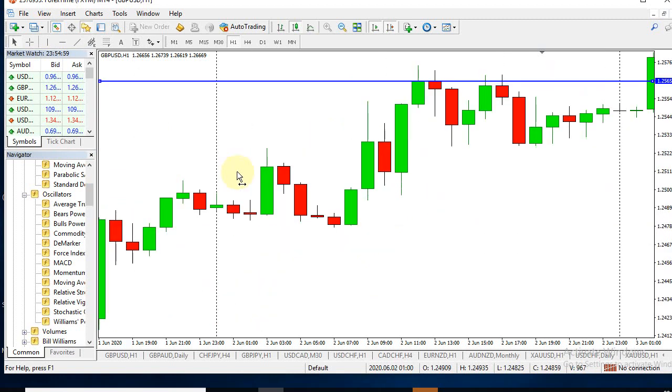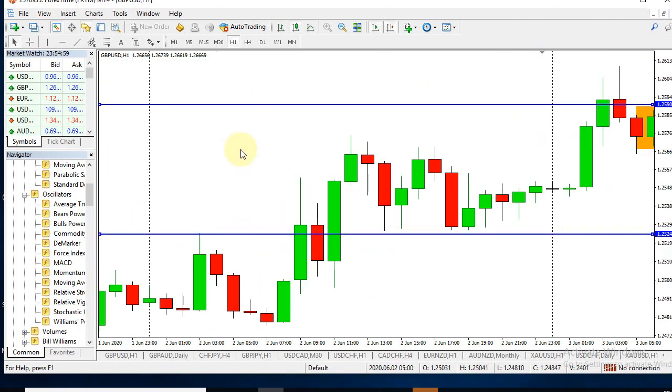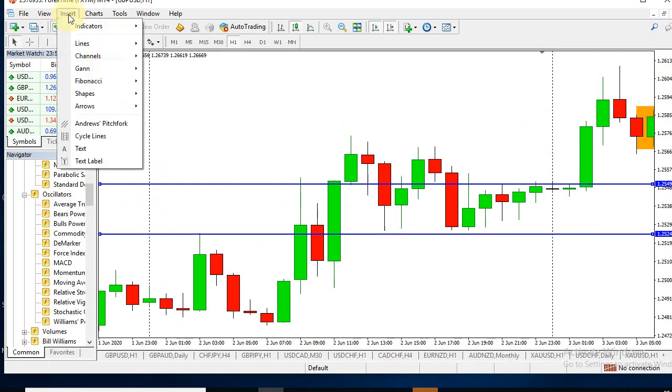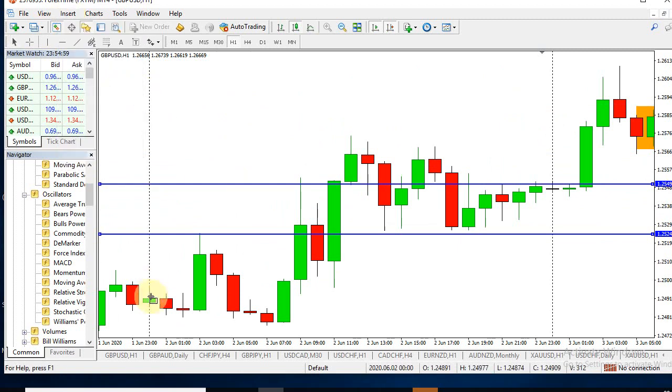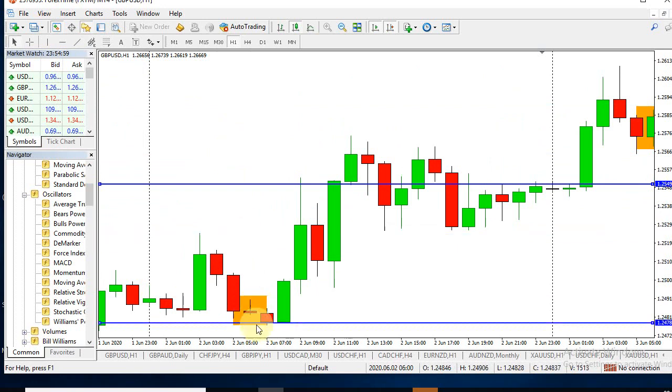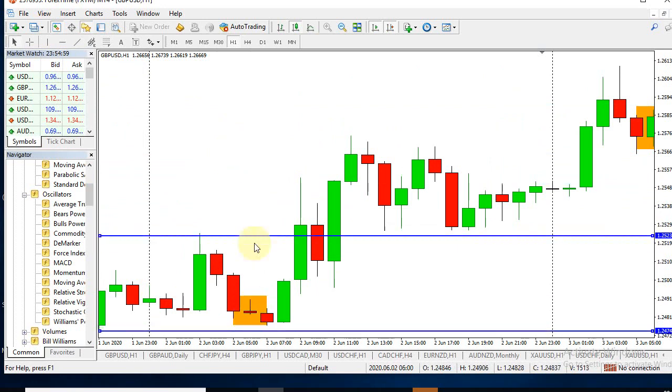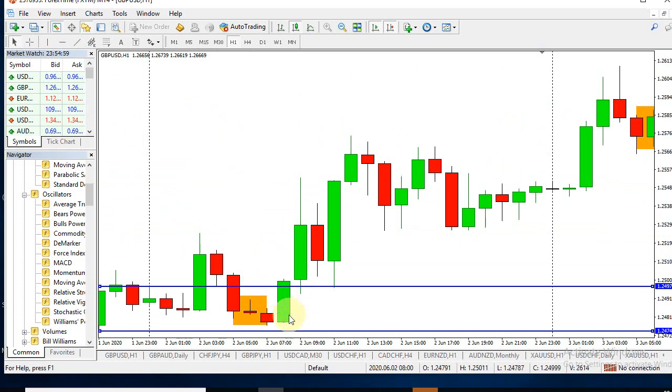The previous day, let's count the seventh candle. 1 2 3 4 5 6 7. This is the seventh candle. 10 pips below, 10 pips above. You can see what happened here. We got triggered and we have our 50 pips around here, and we are done for the day.